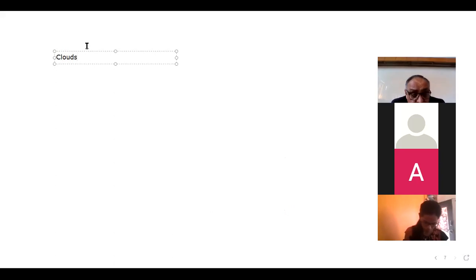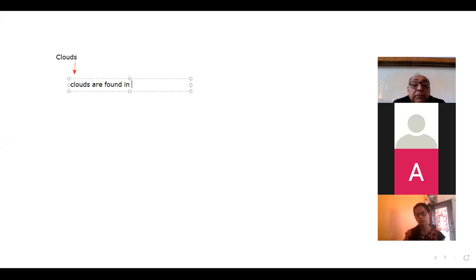So clouds की formation कैसे होती है, clouds के बारे में. Clouds are found in three layers mainly of the atmosphere. So let me tell you about the three layers of the atmosphere. Let me move on to the previous slide.